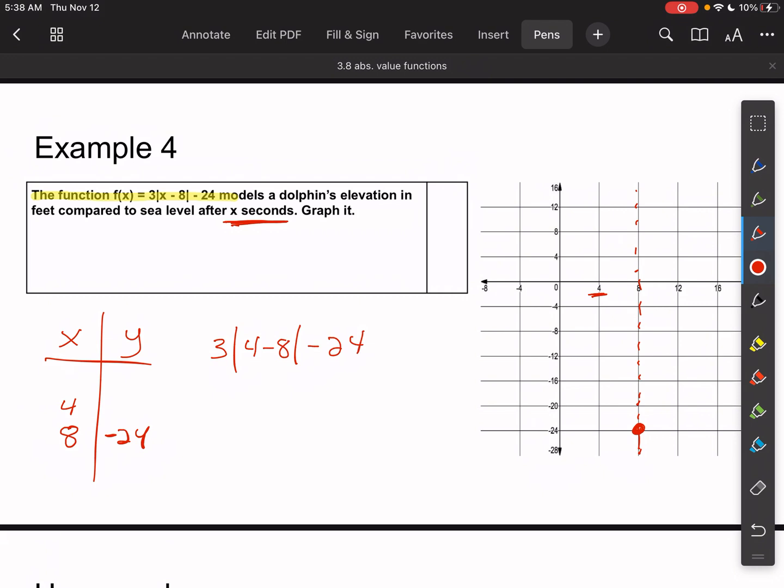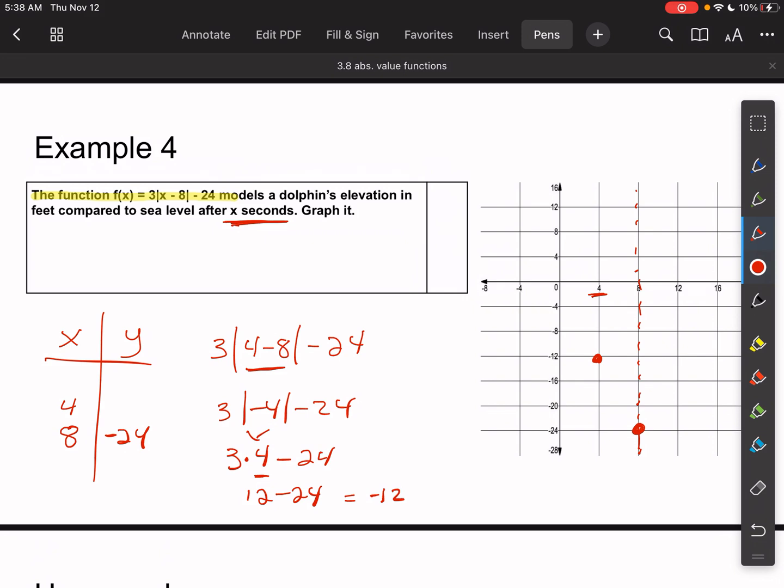minus 24. Okay, the absolute value of 4 minus 8 is the absolute value of negative 4. The absolute value of negative 4 is positive 4. So we have 3 times 4. Notice I no longer have the absolute value bars because I took them out and turned this positive. Minus 24. That's 12 minus 24, which is equal to negative 12. So at 4, I'm at negative 12.